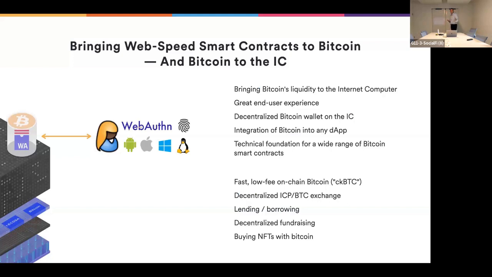For example, OpenChat has integrated Bitcoin transfers using an on-chain variant of Bitcoin called CKBTC, which can be transferred with low fees and high throughput on the internet computer. More about this a bit later. We can do things like decentralized ICP BTC exchanges, lending, borrowing using Bitcoin, decentralized fundraising using Bitcoin, buying NFTs with Bitcoin, and so on.